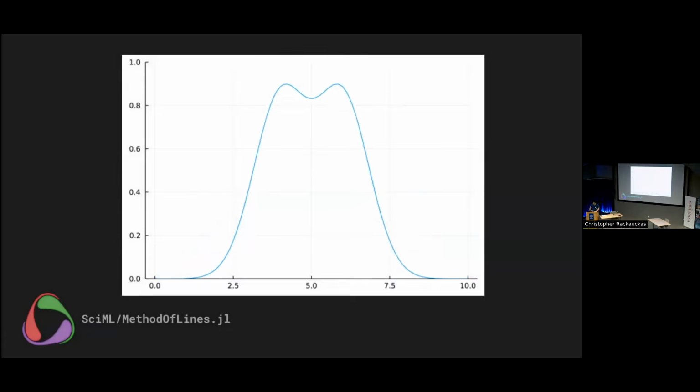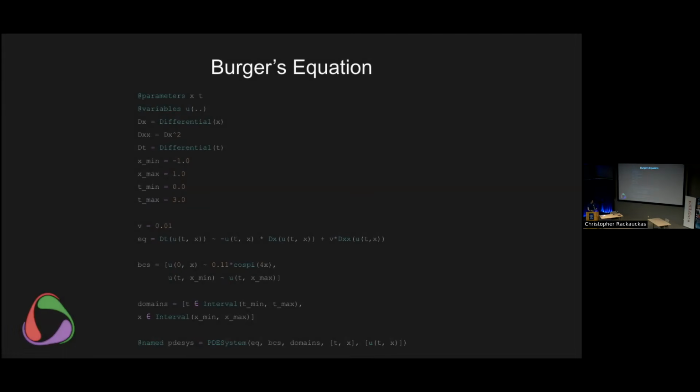Everyone always likes animations. So, okay, that's cool, right? But what else can we do, right? So let's start to look at Burgers' equation, right? Burgers' equation is one of these equations that's difficult because you have to deal with this kind of upwinding behavior, right? And in this case, we could say, okay, here's this PDE system.